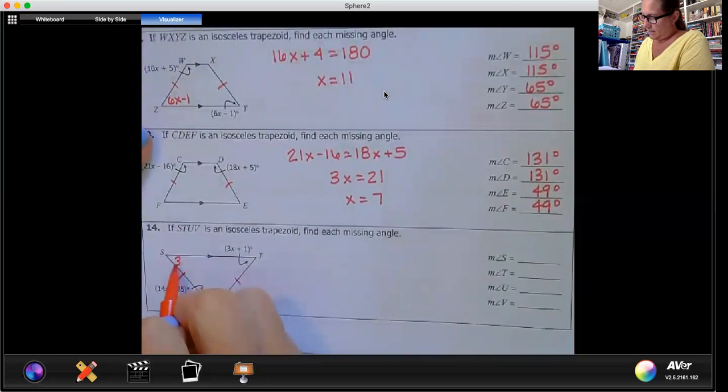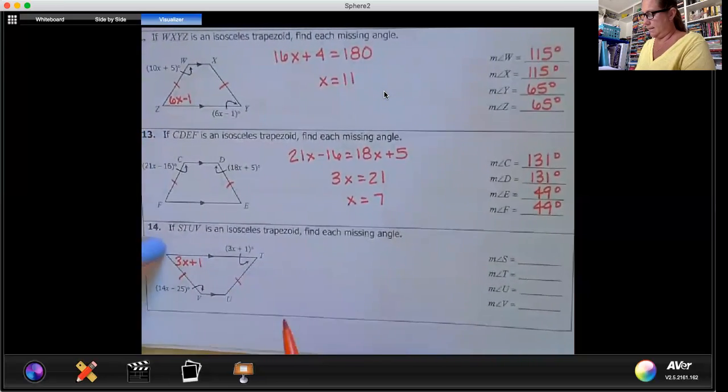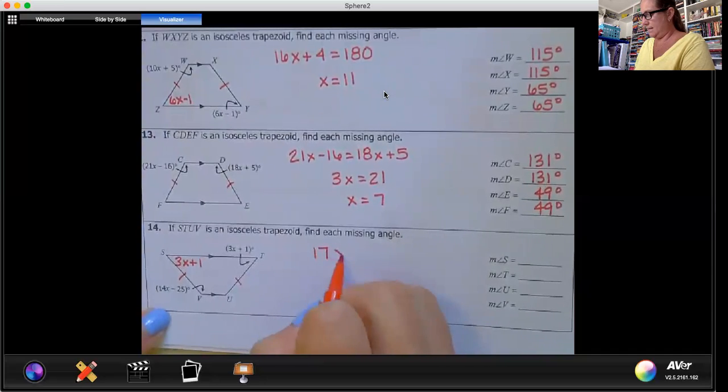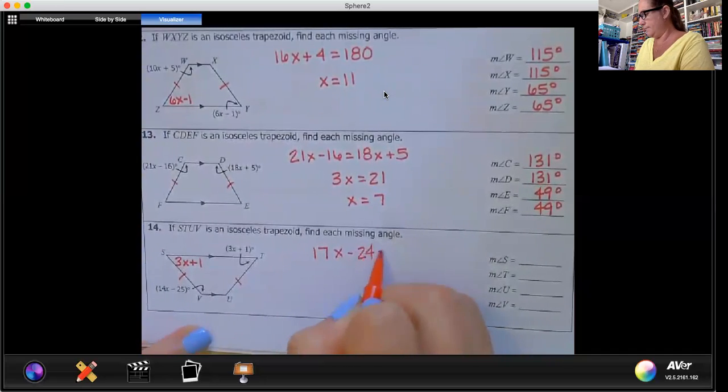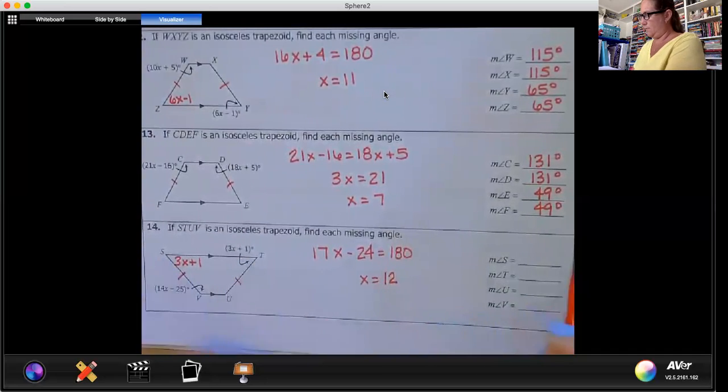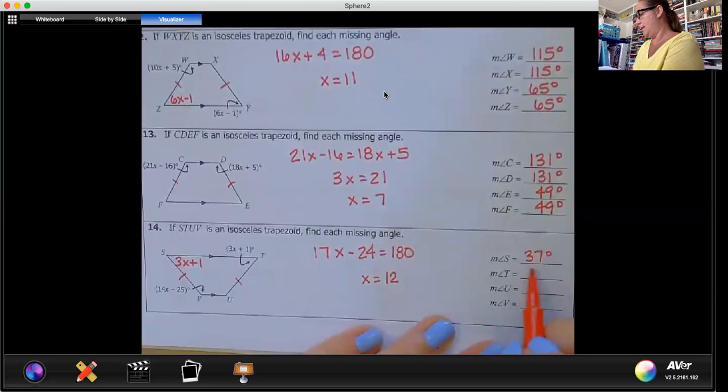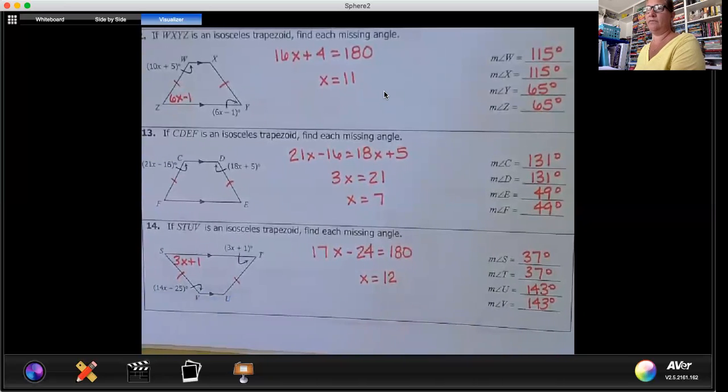And I'm going to put a 3x plus 1 here so I can add these up equal to 180. 17x minus 24. Add 24, divide by 17, and x is 12. So these two would be 37, and 180 minus 37 is 143. Don't forget your degree symbols there.